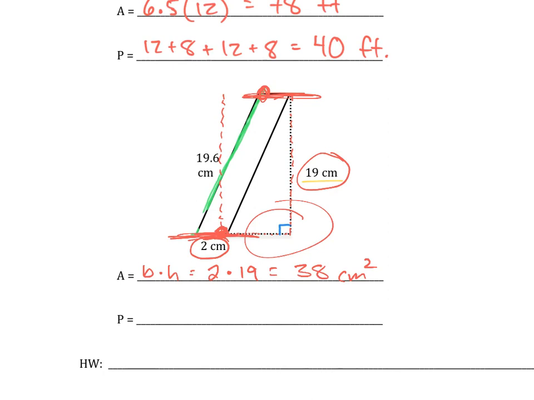Christina? 19.6 and 2. Very good. 19.6 and 2. Let me clean. Why is this not working now? There we go.